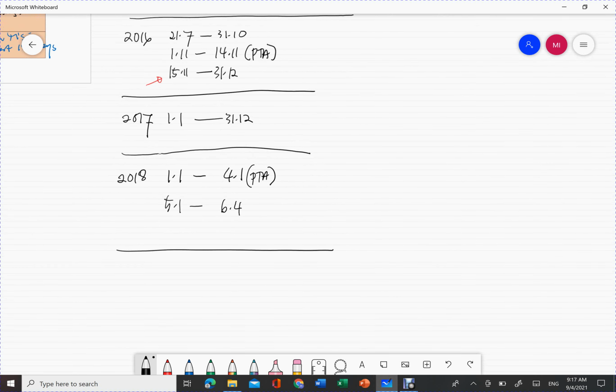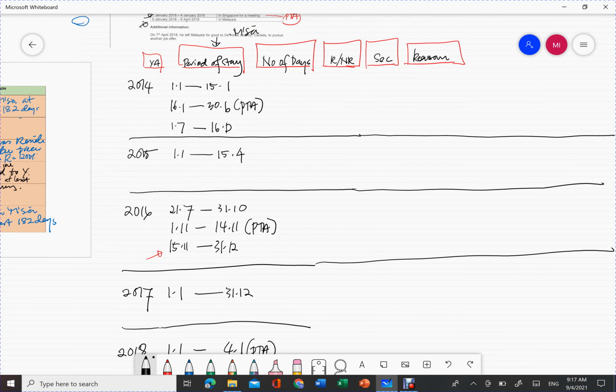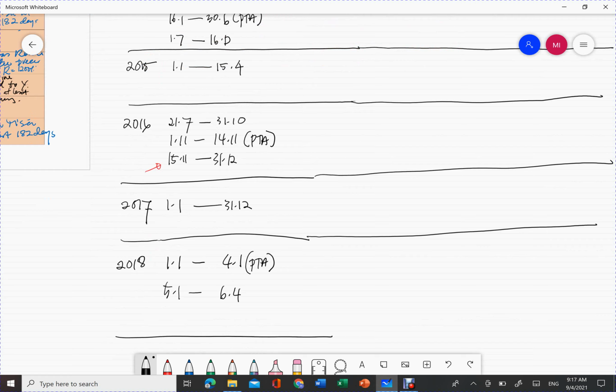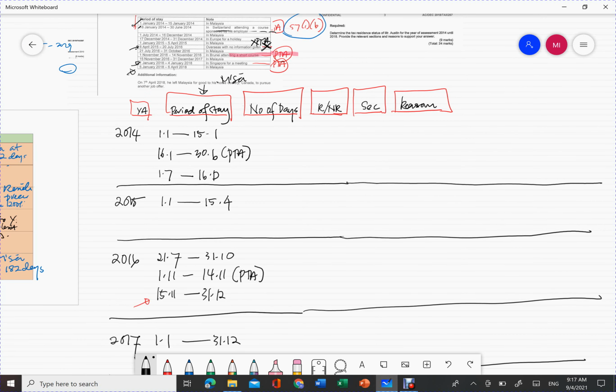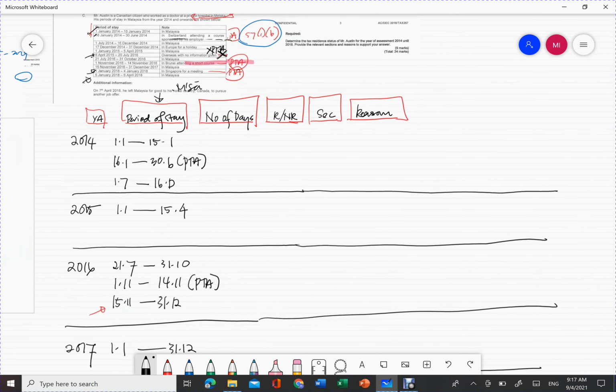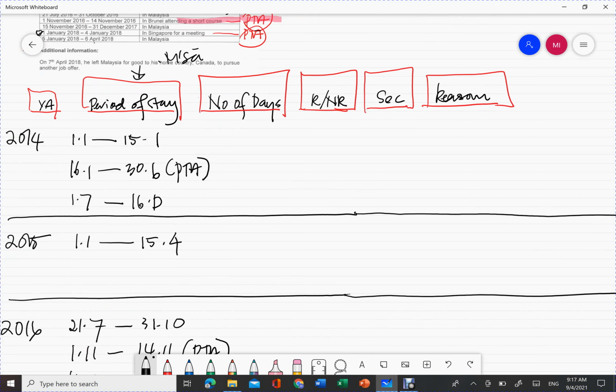Bila kita buat column number 1 ni, kita akan buat sekali column 1 and column 2 together. Dan sekarang kita akan try to bilang the number of days yang kita ada kat sini. Untuk number of days yang kita ada here, awak akan kira he was in Malaysia, dia ada kat Malaysia daripada 1st January sampai 15th of January. So the number of days would definitely be 15 days.